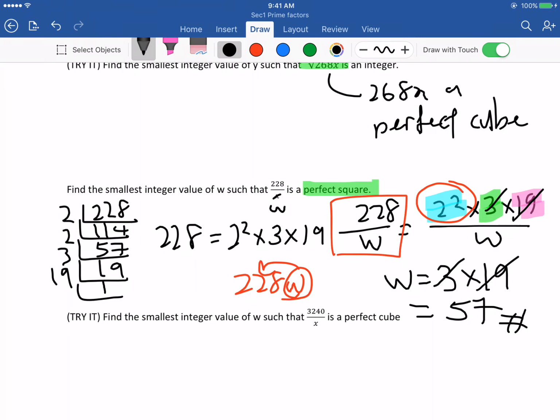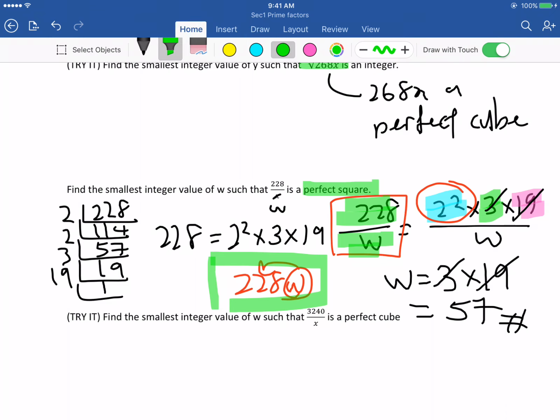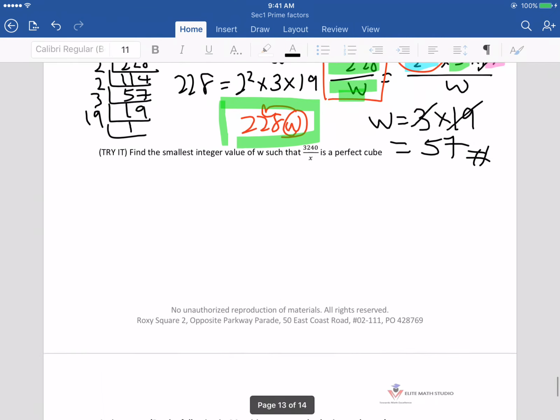Okay? So for this question, please remember the difference between 228w and 228 over w. 228w means you're going to take 228 times w, which means we try to add in. However, 228 over w means we try to take it out. Okay? Same thing, the next one will be an example.